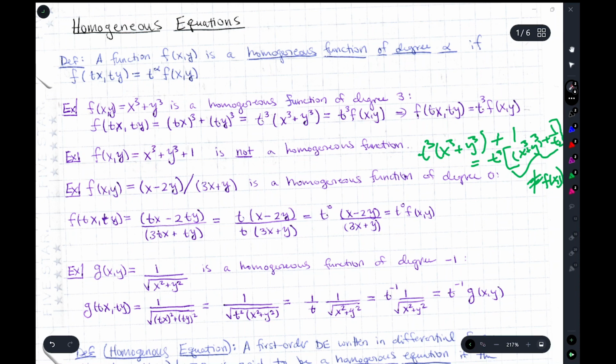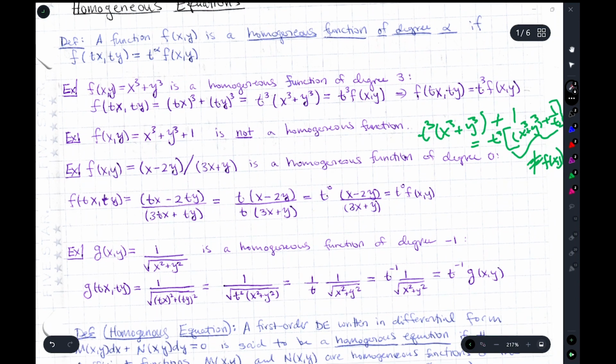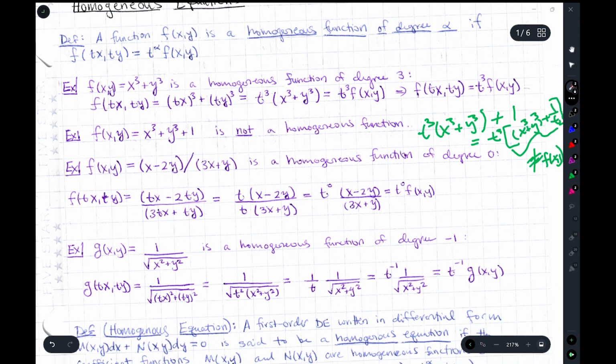Because notice you could factor out a t from top and bottom. They cancel, you get 1. Well, 1 is t to the power 0. Okay, so it is a homogeneous function of degree 0. We could also have negative degrees. Okay, so for example, this here is a homogeneous function of degree -1.